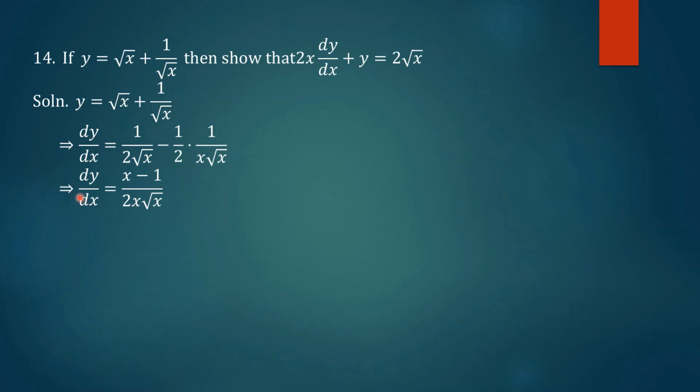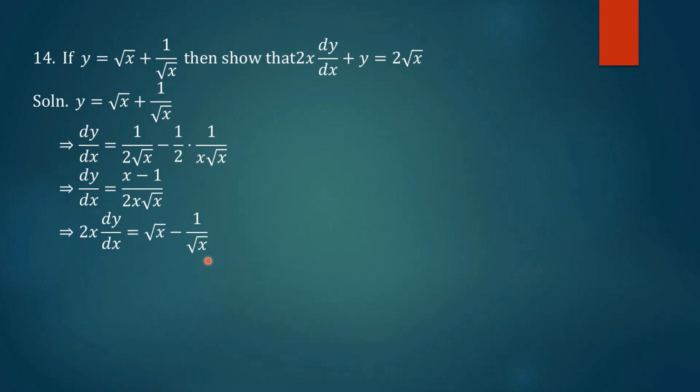Therefore twice x, we take here twice x dy dx is equal to, so here it is actually x minus 1 by root x. So x minus 1 by root x can be written as x by root x, that is simply root x, minus 1 by root x is this one.